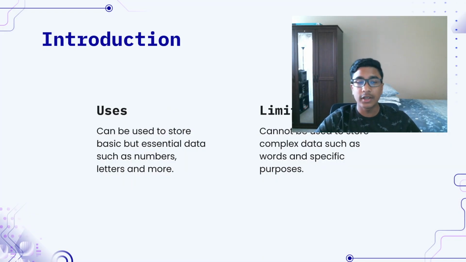Now, what are some uses of data types? They can store very basic but essential data such as numbers, letters, and more. For example, with letters, they could only store individual letters. What are some limitations? They cannot store complex data such as words. For example, if we want to store the word hello, we won't be able to do that using one data type. We have to create multiple data types to store a word.